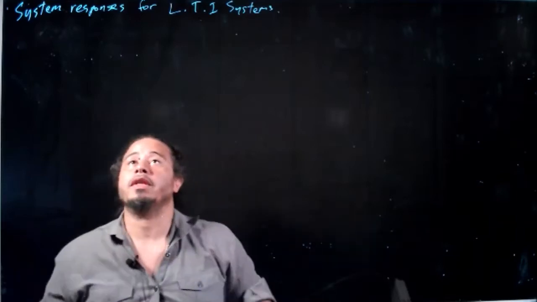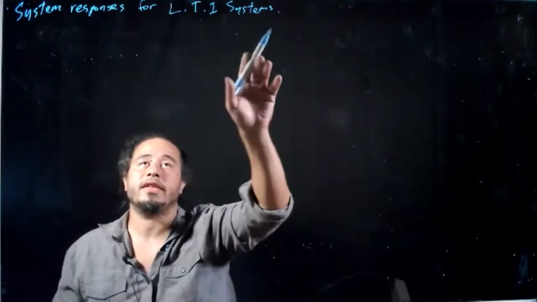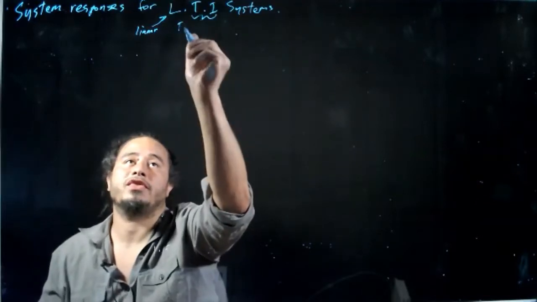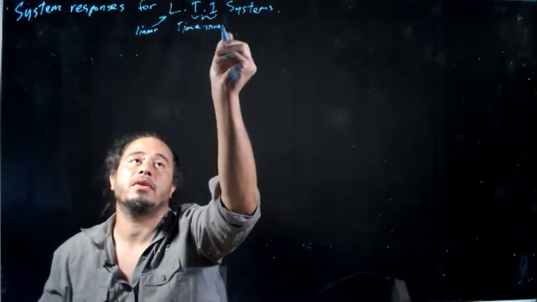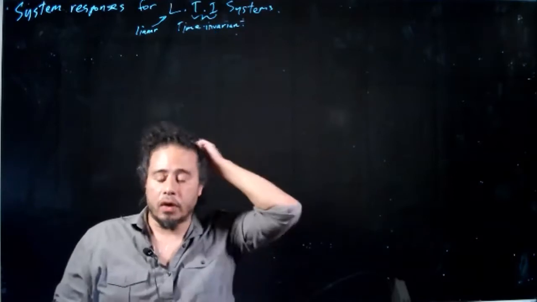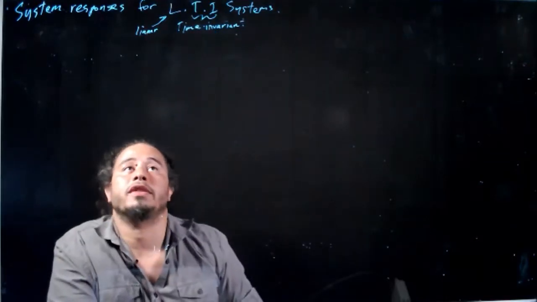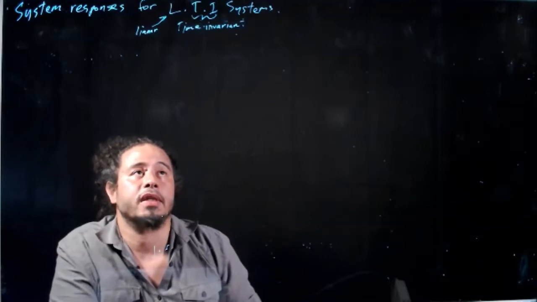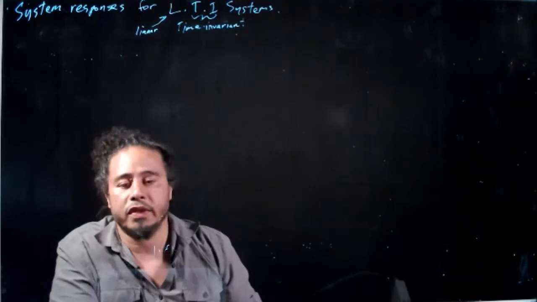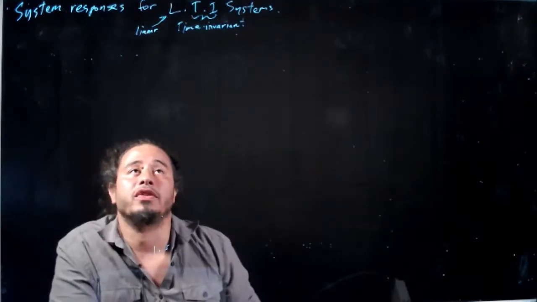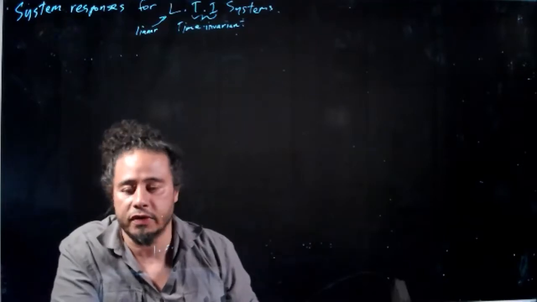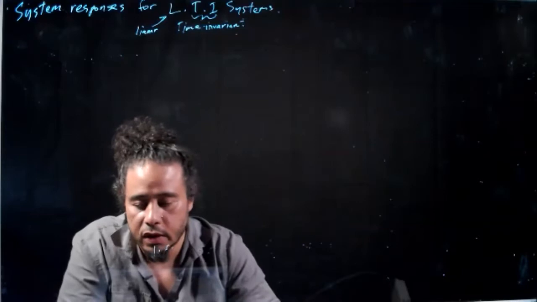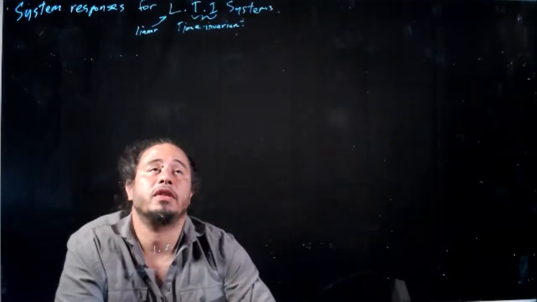No? Okay. So what we're going to talk about, like I mentioned, is system responses for LTI systems. In LTI, the L is for linear, and TI stands for time invariant. We're going to talk about these responses for linear time invariant systems because for systems that are linear and time invariant, there's a really systematic way to determine the system response that just isn't possible if the system is either nonlinear or time varying. So you can solve linear time invariant systems in a really systematic way.